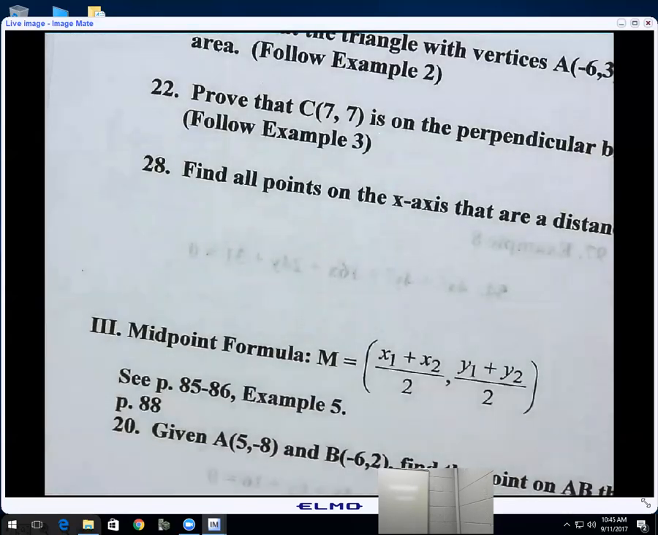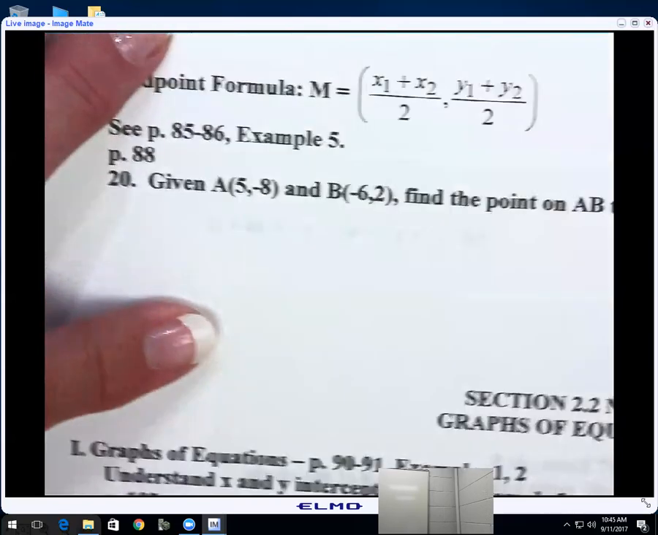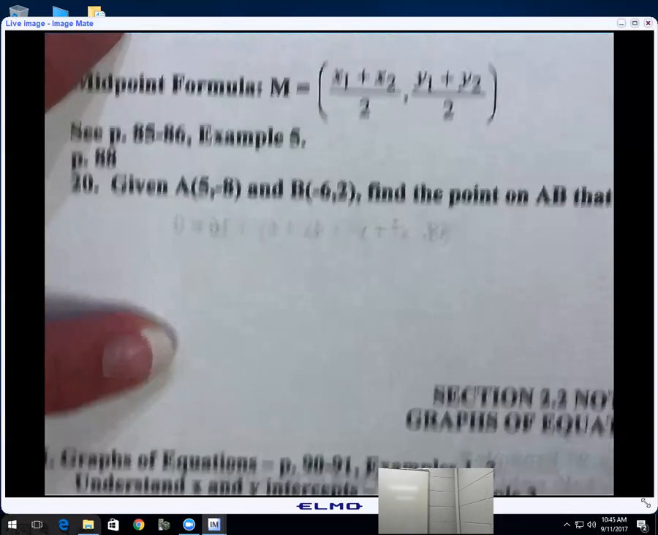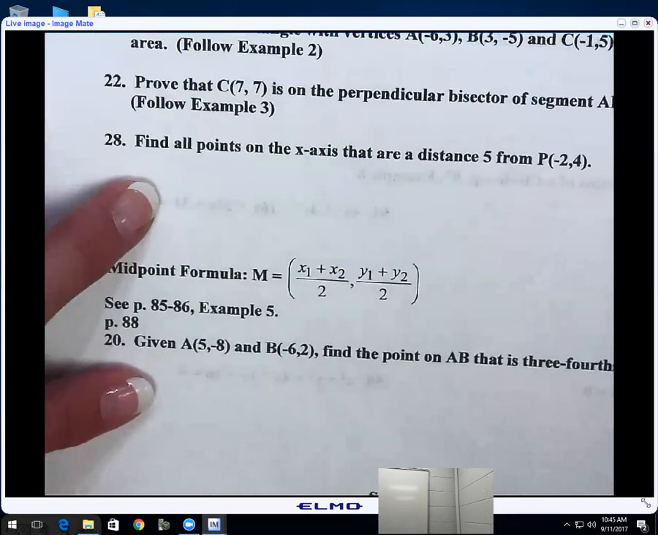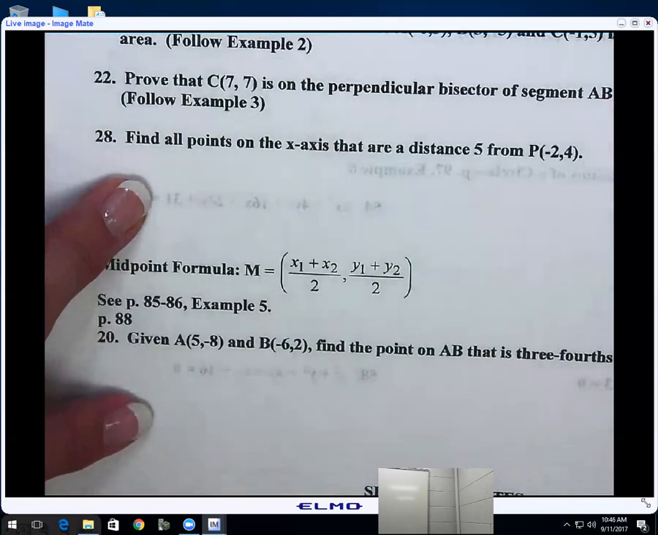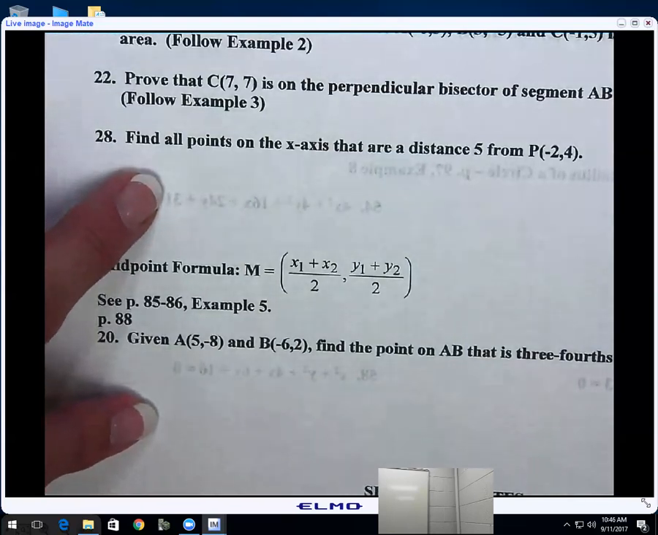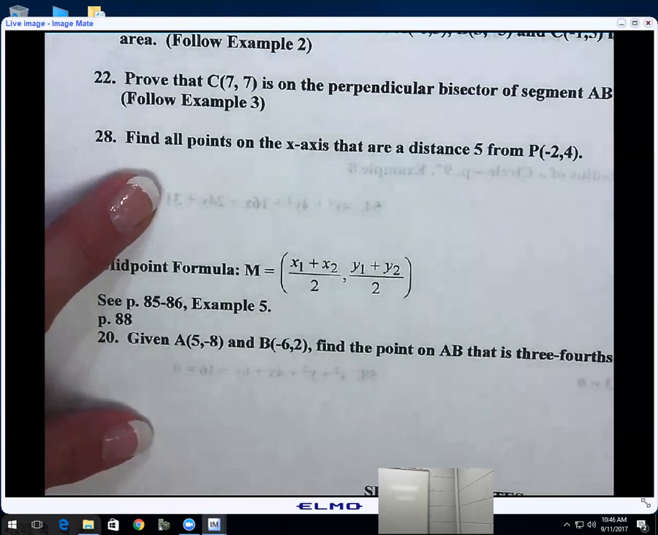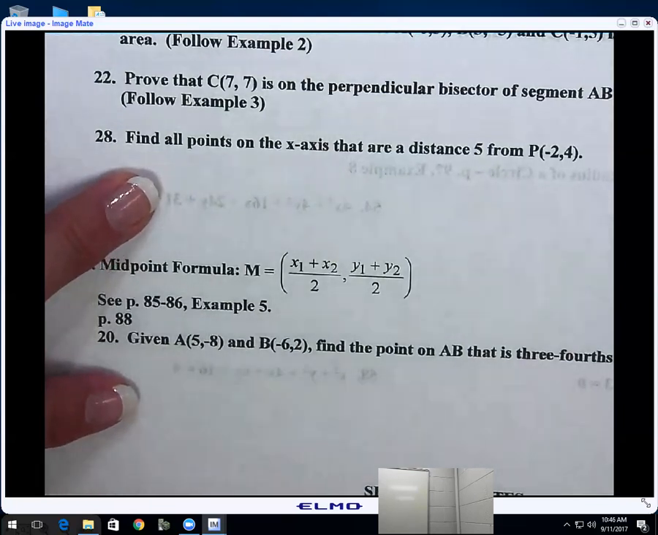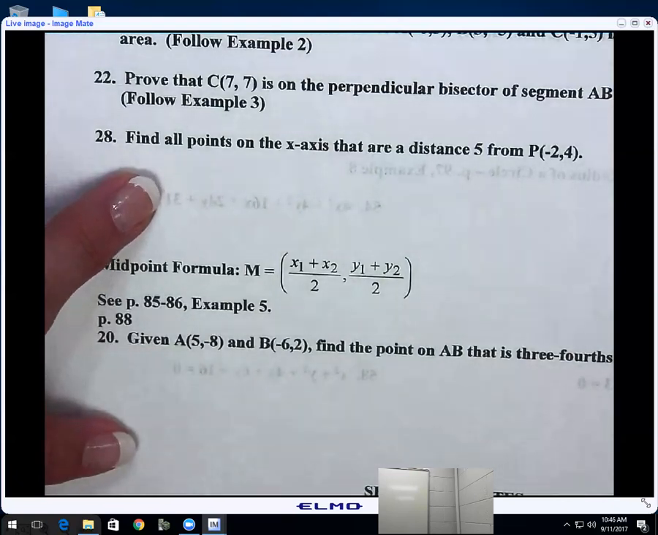And then 28, there's not an example just like it in the book, so I want to do it. Find all points on the x-axis that are a distance 5 from the point -2, 4. College algebra was very much monkey see, monkey do. I'm going to show you a problem, you do 5 just like it. This, you have to figure out what the heck am I given and what am I actually looking for. And if you're completely stumped, draw a picture and see if that helps.